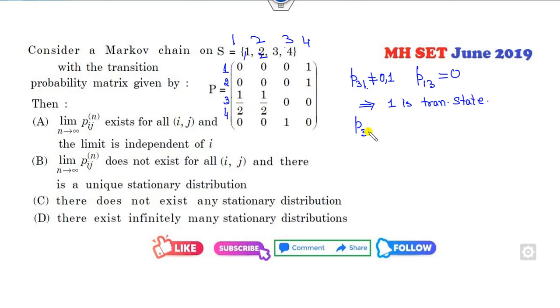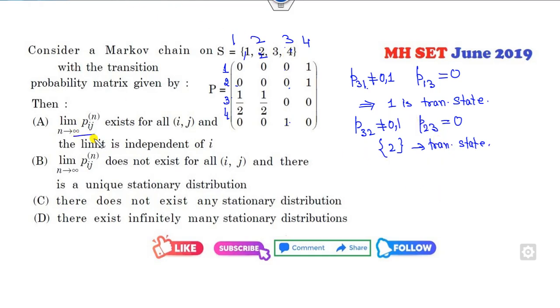P32 again, which is non-zero and non-1. But what is P23? It is 0. So that means 2 is also my transient state. Fine. 3 to 4, and 4 to 3 is a 1. We can't compute them. So that means 1 and 2 are my transient states.